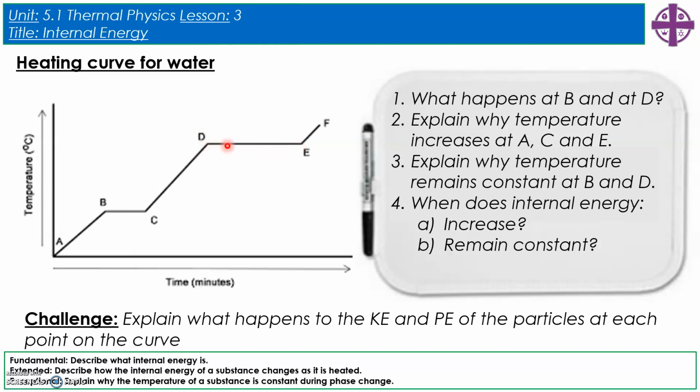And here, the temperature stays the same, because the energy from the Bunsen burner doesn't go into the motion of the particles, doesn't go into the kinetic energy of the particles, it goes into increasing the potential energy of the particles, moving them further apart. Particles in a gas are much further apart than particles in a liquid. And then E to F is where you're heating up the water vapor.